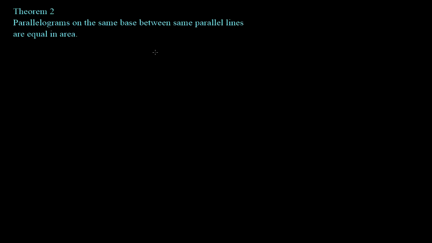Okay, so theorem 2 states that parallelograms on the same base between same parallel lines are equal in area. So we need to prove this. So before proving it, I want you to draw a parallelogram. First of all, I want you to draw a parallelogram. So let me draw mine. Okay, and let's name it ABCD. I just like to stick with ABCD.